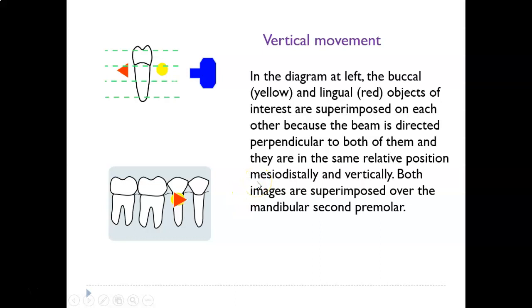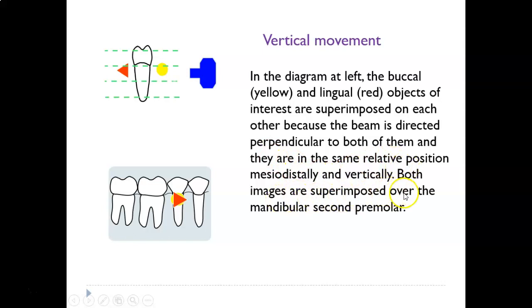So vertical movement as well does similar. You can use vertical. So we've been kind of talking about horizontal, the beam moving mesial or distal, but the direction of your vertical, the BID going more vertically up or vertically down, not just raising and lowering the BID. That's not what we're talking about. We're actually talking about tilting the vertical angulation up and down, and how that is also a way to track it as well. So in the diagram at the left, the buccal yellow and the lingual red objects of interest are superimposed on each other because the beam is directed perfectly perpendicular to both of them. So they are superimposed over each other.